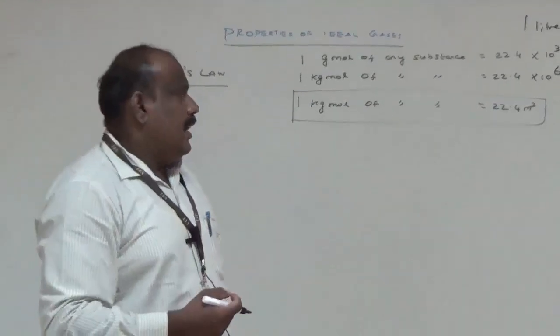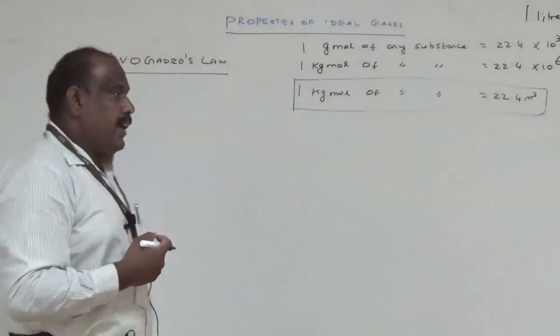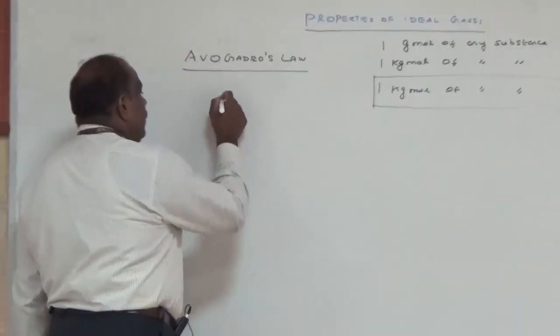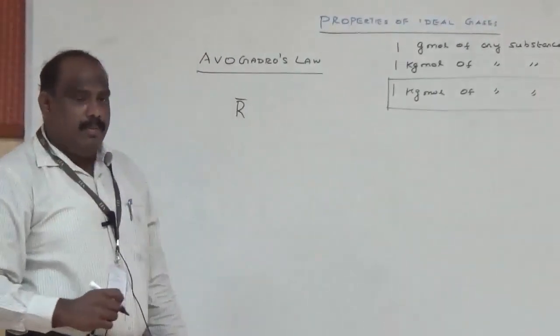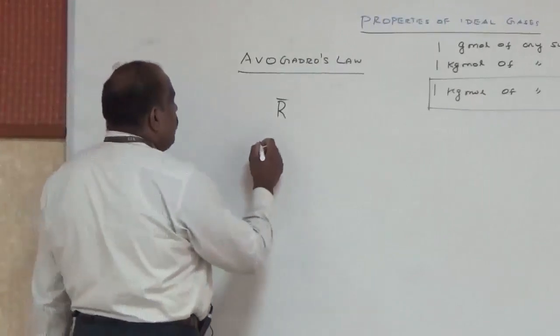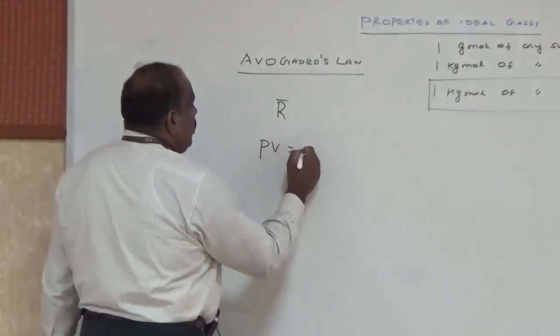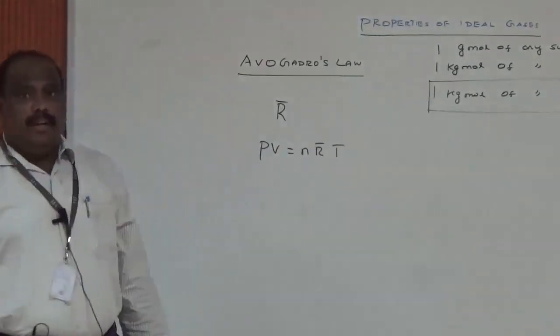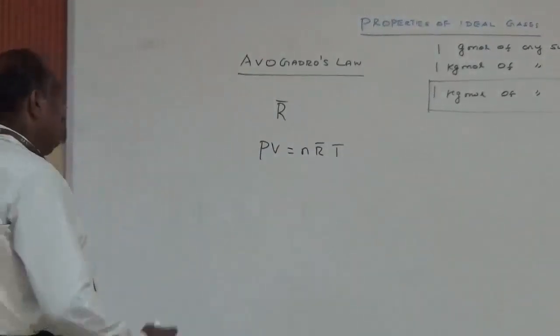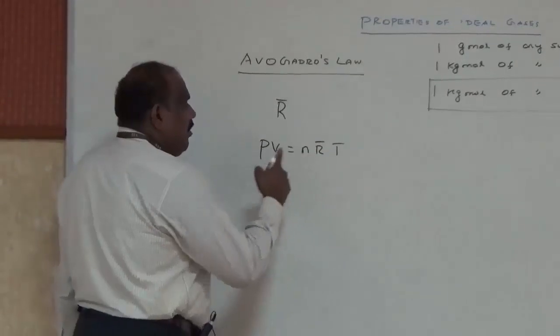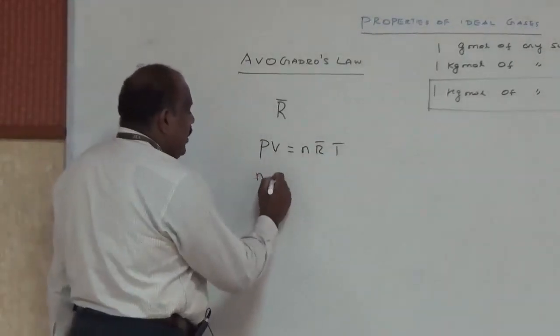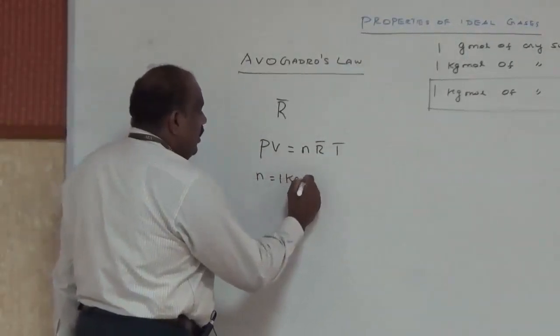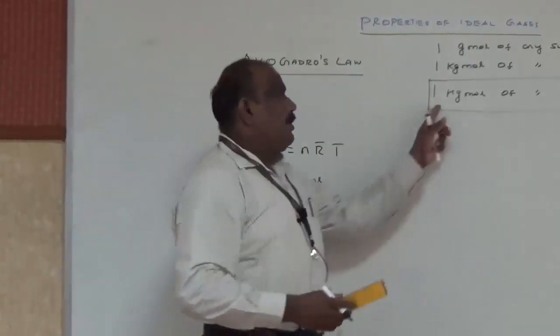With this law, let us find out what is the value of R bar. What is the ideal gas equation in terms of molar basis? PV equal to N R bar T. Now how much should be the value of N? N should be equal to 1 kilogram mole, because that is the condition.